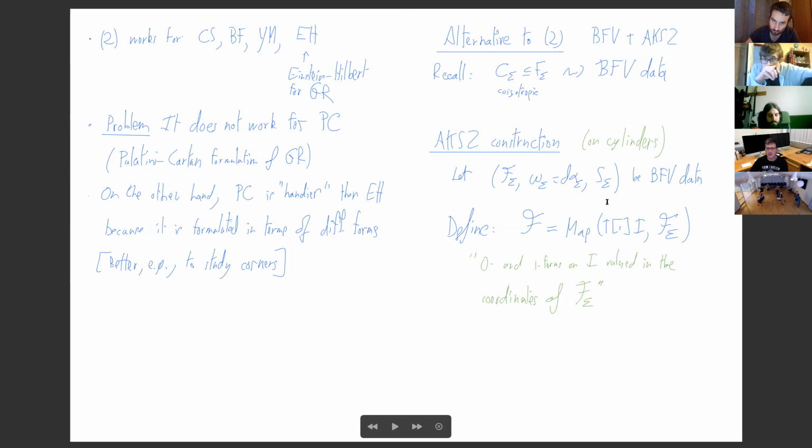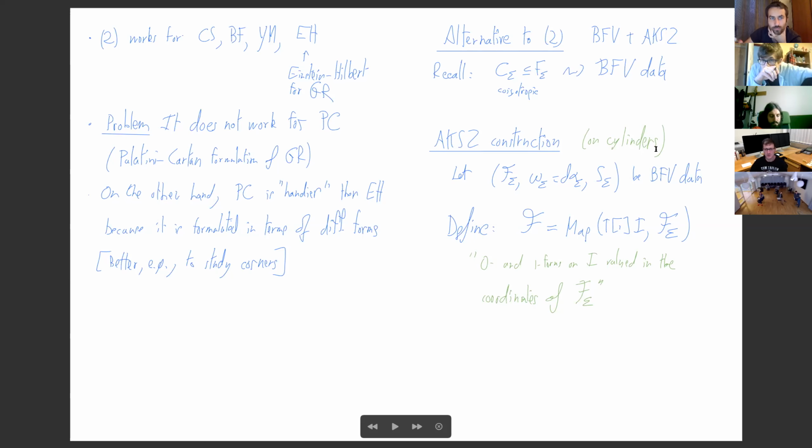And this is the following. I explain it only on cylinders because it makes it a bit easier, and this is the case I'm interested in. So suppose that you have exact BFV data. We have, again, a super graded manifold F sigma together with an exact even symplectic form of degree 0 and some function S sigma, which is odd, of degree +1, and satisfies the classical master equation. Then you consider the supermanifold of maps from the shifted tangent bundle of I to this target, which is also a supermanifold.